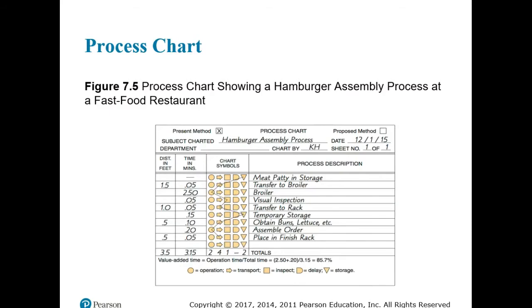Now, a process chart, like the one here in figure 7.5, breaks down steps into detail and can provide a structured way to examine value-added versus non-value added activities. So essentially, a process chart uses symbols to analyze the movement of people and or material.